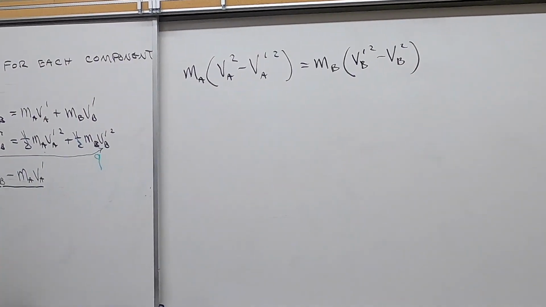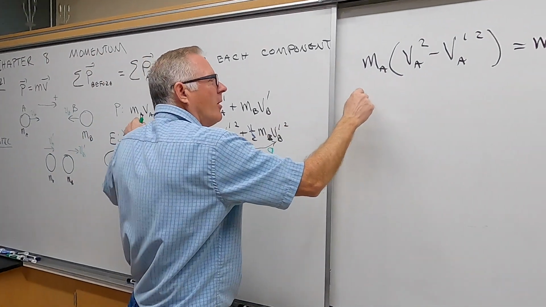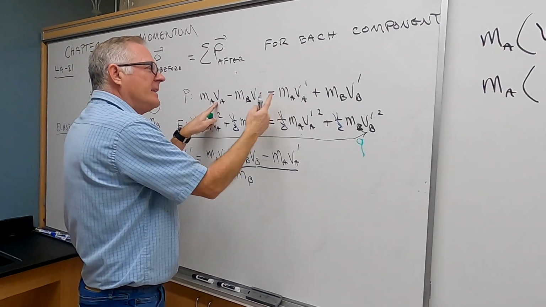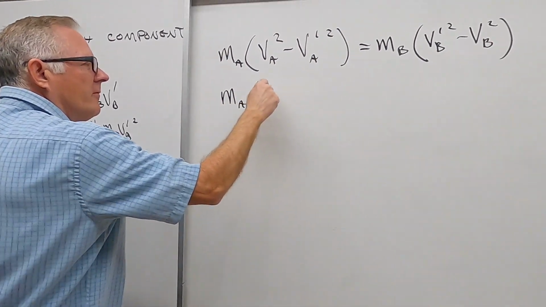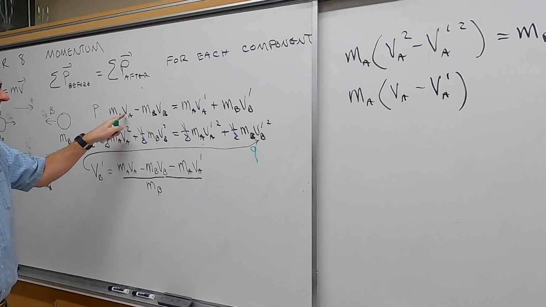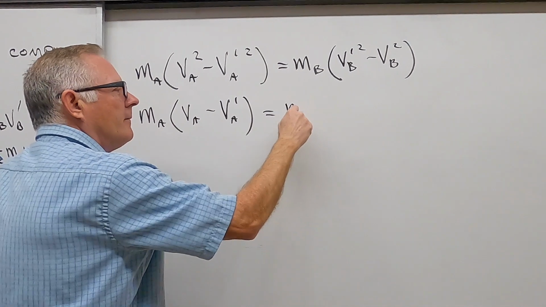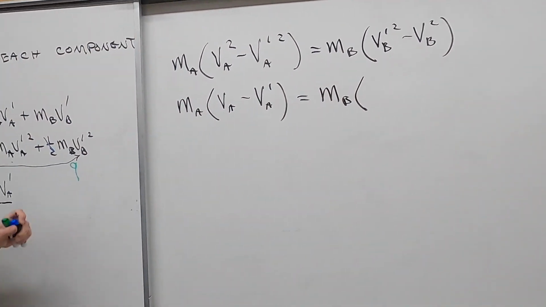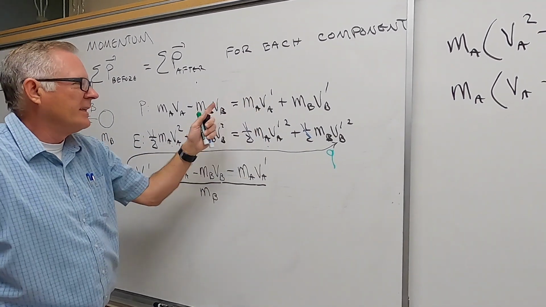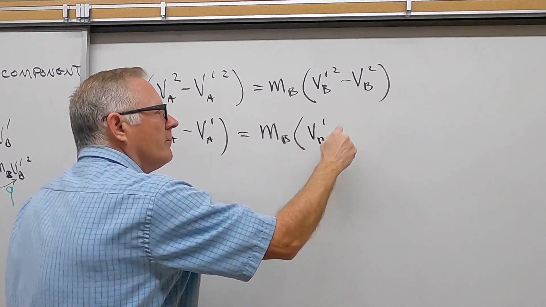Okay, so there's that equation. The top equation, I'm going to do the same thing. I'm going to factor out the MA and bring them all over to this side. MA times VA minus VA prime. And on the other side, we'll factor out the MB. So we have MB times VB prime plus, since I'm bringing this over to that side, it's plus VB. VB prime plus VB.